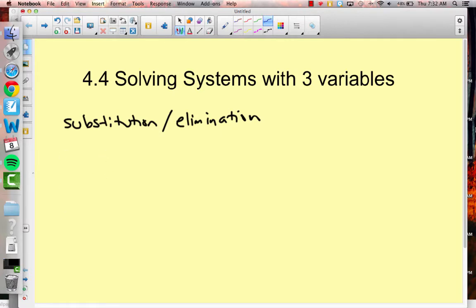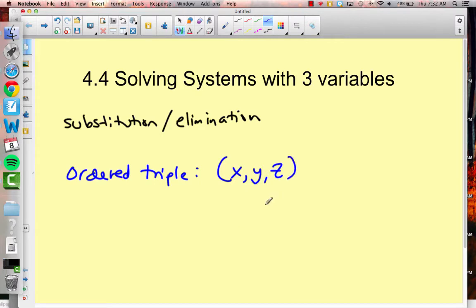But our answer, instead of being an ordered pair like x and y, we now have three variables. So our answer is what's called an ordered triple. And an ordered triple is just x, y, z. So it's still like an ordered pair, but now instead of just having x and y, we have three, x, y, z. So this is what our solutions are going to look like. We're going to get x, y, z on their own, and then we're going to write them as an ordered triple. So let's just jump right into an example.